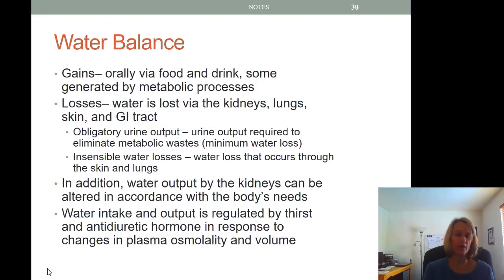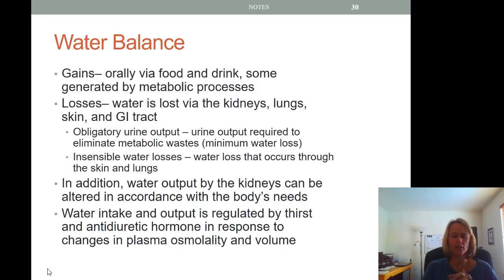So let's start with water balance. Water is gained orally through food and drink, and some is generated by metabolic processes. Water is lost through the kidneys, the lungs, the skin, and the GI tract. Obligatory urine output refers to the urine output that's required to eliminate metabolic waste. So there's a minimum amount of water loss that occurs through the kidneys to remove metabolic waste products.